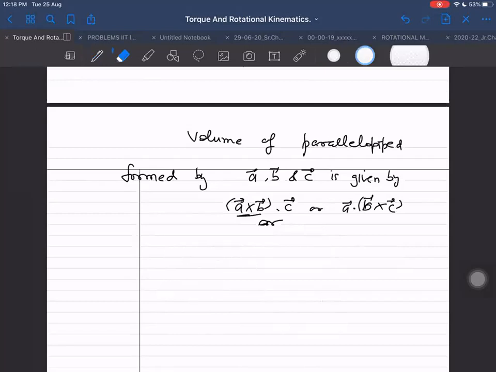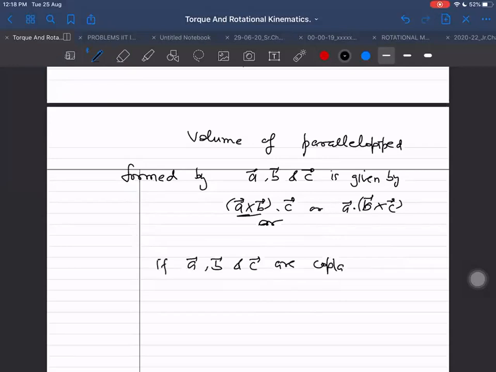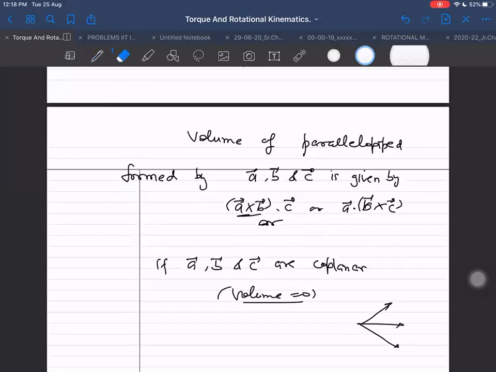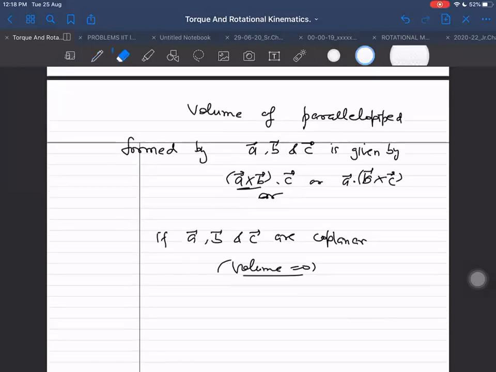So, coming back to the point of the volume of the parallelepiped. We know the volume of the parallelepiped is 0 if the three vectors are coplanar. If A, B, and C are coplanar, then the volume will become 0. They cannot form any volume if all are lying in the same plane. Then how can they form a parallelepiped? The volume will become 0, right? Okay, volume will become 0.